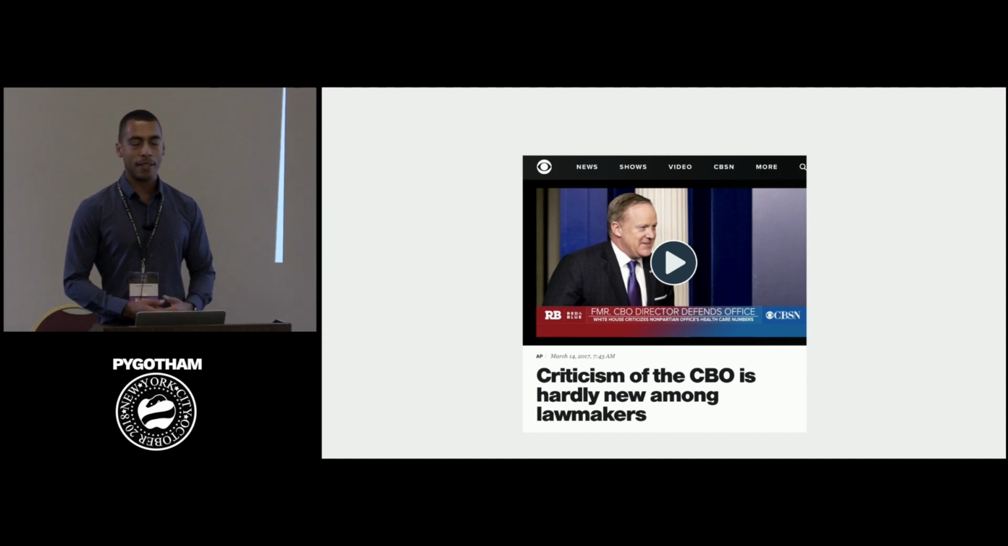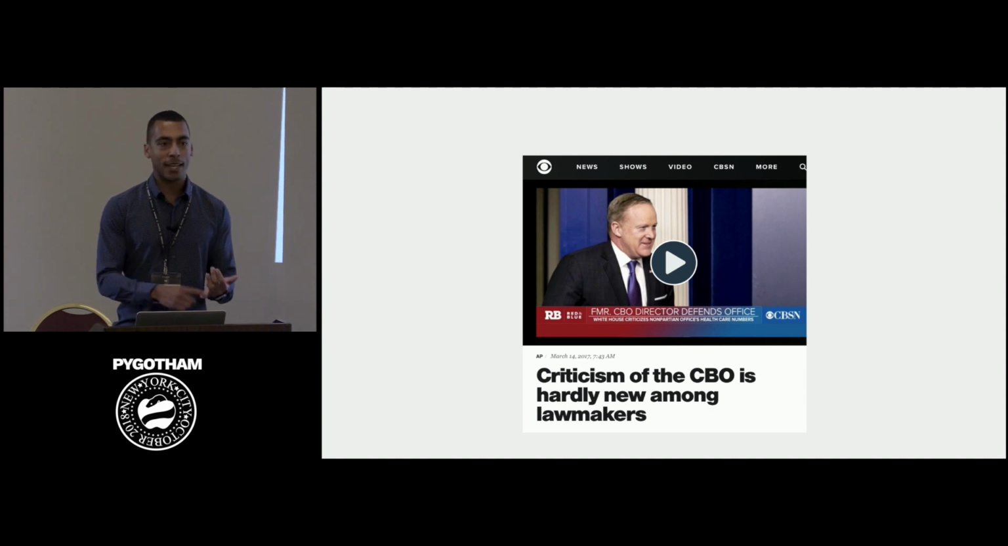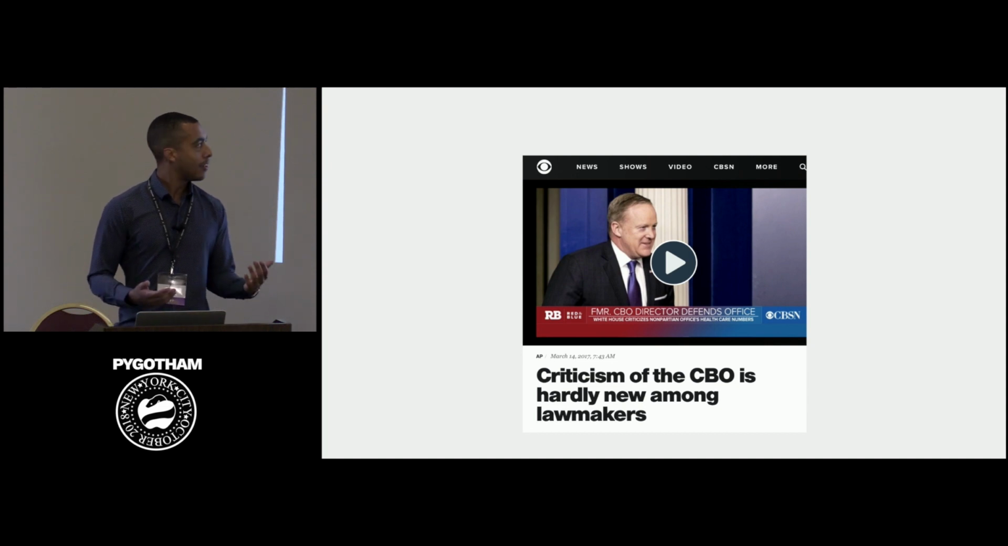Like the CBO was founded in the Carter administration, and their first report knocked an energy plan proposed by the administration, so the administration pushed back and said the numbers were just wrong. And this happened with the Reagan administration and the Clinton administration and the Bush administration and Obama and now Trump, and it's going to continue happening.